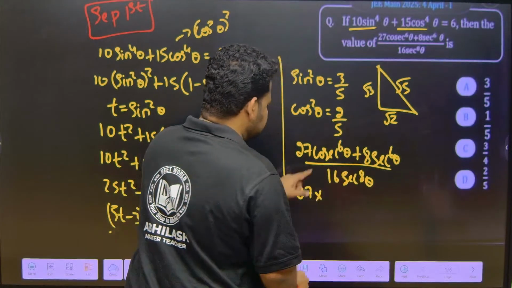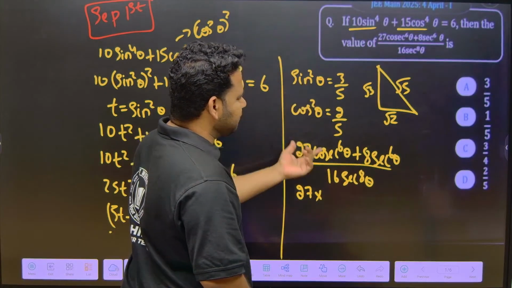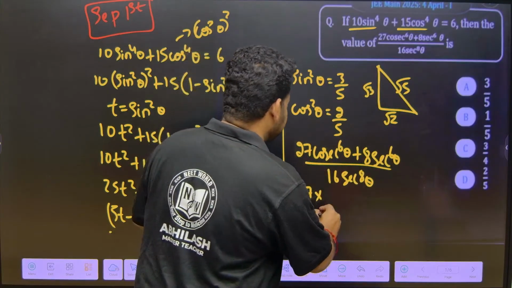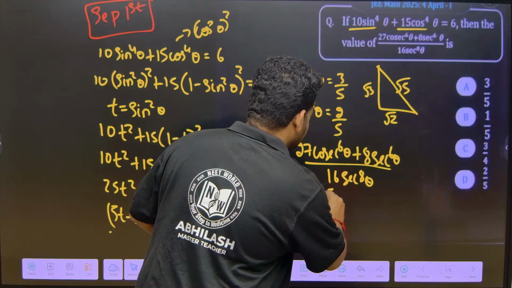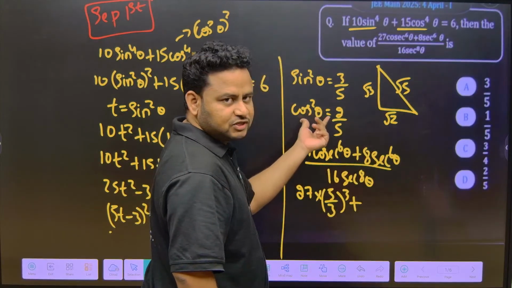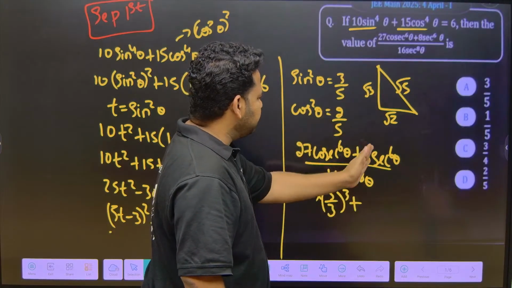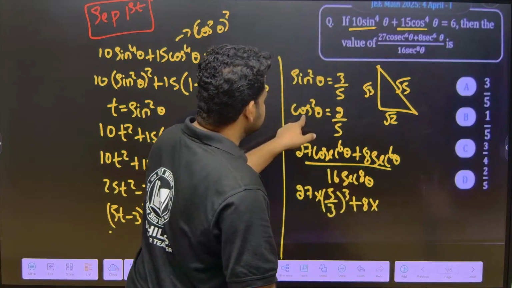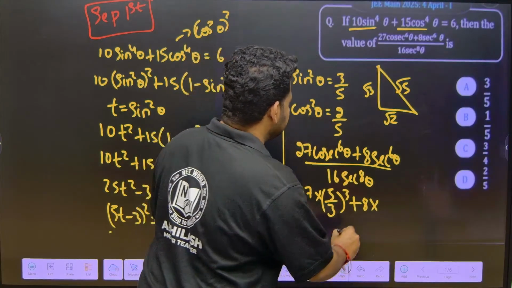27 into cosec power 6. In terms of sine square, it will become 1 by sine cube theta. 1 by sine cube theta will be nothing but 5 by 3 whole cube, plus secant power 6. In terms of cos square theta, it will become 1 by cos cube theta. This will become 8 into, what is cos square theta? It is nothing but 2 by 5.